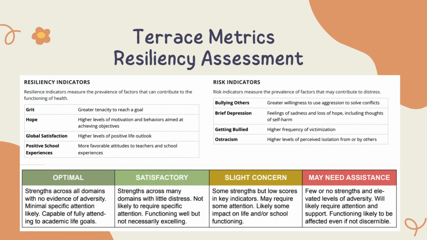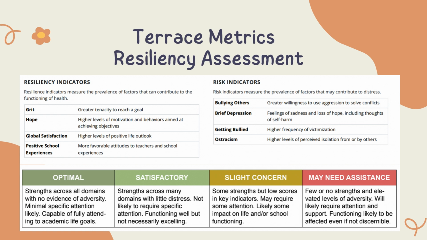This assessment looks at resiliency and risk indicators, which you can see on the screen. So grit is looking at that perseverance that helps us stick with challenges and not necessarily getting distracted by the next shiny thing that comes along. Hope is that ability to develop multiple strategies when something is blocking a goal, and that motivation to pursue each one until we're successful. Global satisfaction are higher levels of positive life outlook, measuring an individual's current view about themselves and their future. Positive school experiences examines attitudes towards teachers and overall school experience.